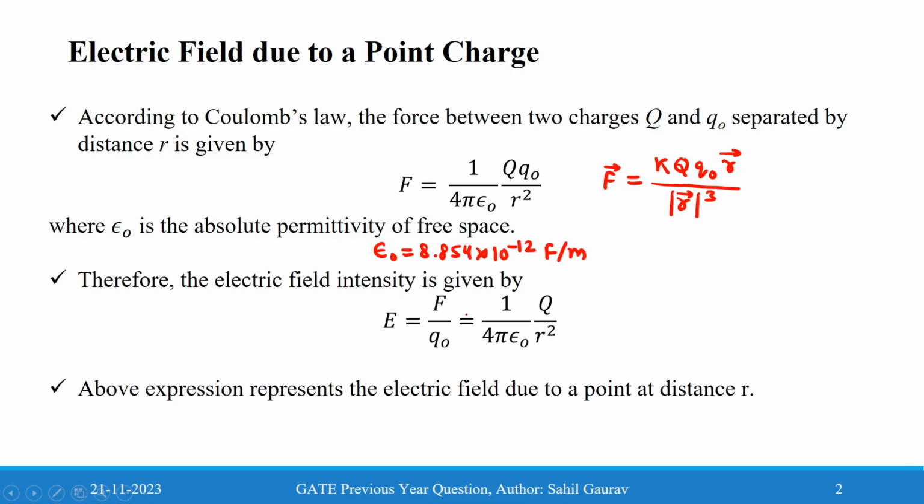Therefore, we can also find the electric field intensity at that point at the distance r from the charge q, and this expression is equal to F divided by Q naught. So it will come as 1 divided by 4 pi epsilon naught Q divided by R square. In the vector form, you can write it as K Q R vector, and denominator side will be magnitude of R cubed. This above expression represents the electric field due to a point charge at distance r. Now let us solve this problem.